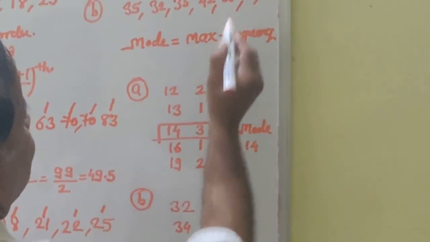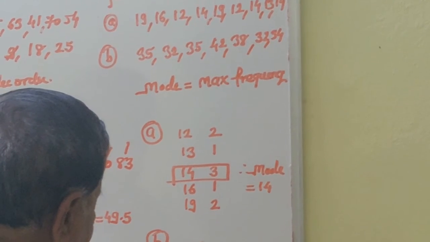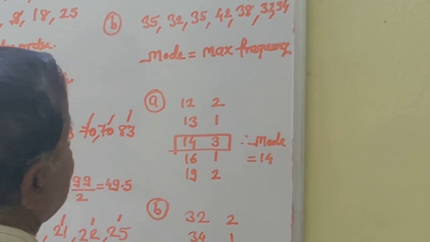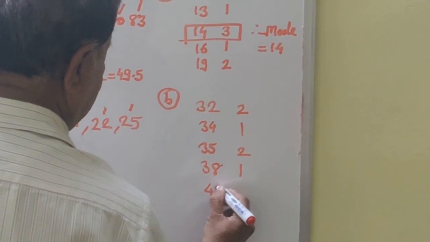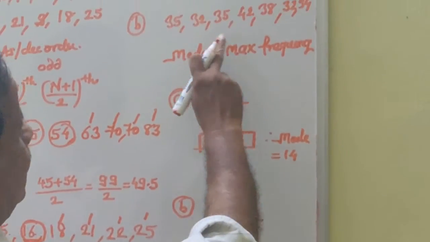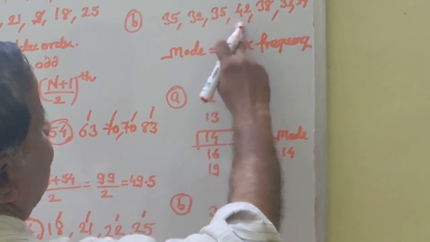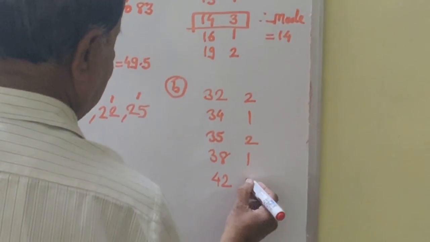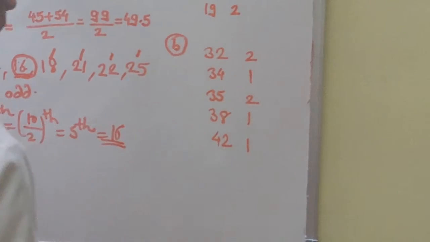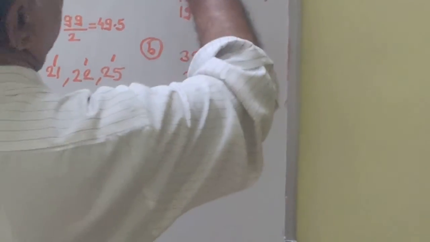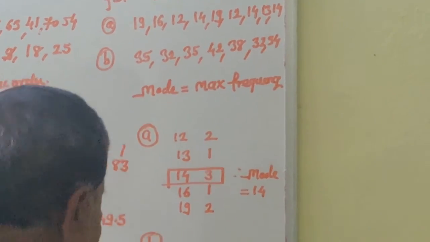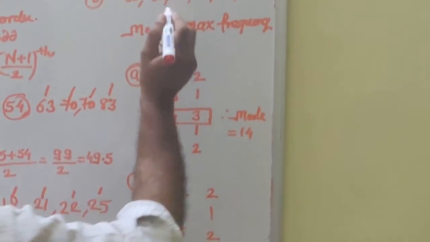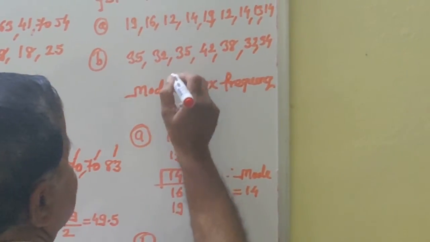After 32, 38 is there. Okay, how many times is it coming? One time is coming. 42 is coming. Okay, now 42 is how many times there? Is only one time. Okay, now here 32 is only 2 times. 35 is also 2 times. Means the data in which some mistake is there.